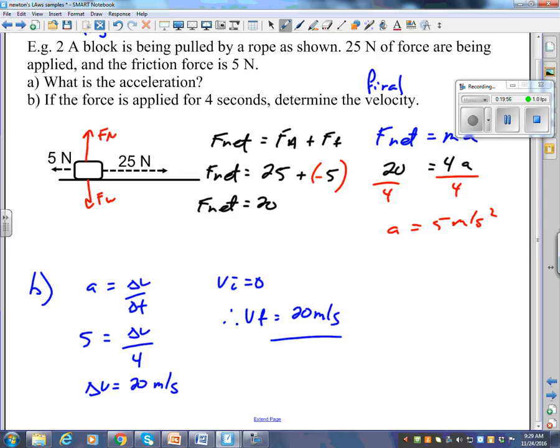Could you figure out how far it goes? The distance. Good. Which equation has distance in it? The one that has average velocity. Do we know the average? No, but can you find the average of 0 and 20 in your head? It's 10, right? V bar equals (vi plus vf) over 2, so it's 10, and it's for 4 seconds, so it's 10 times 4 seconds, it would go 40 meters.